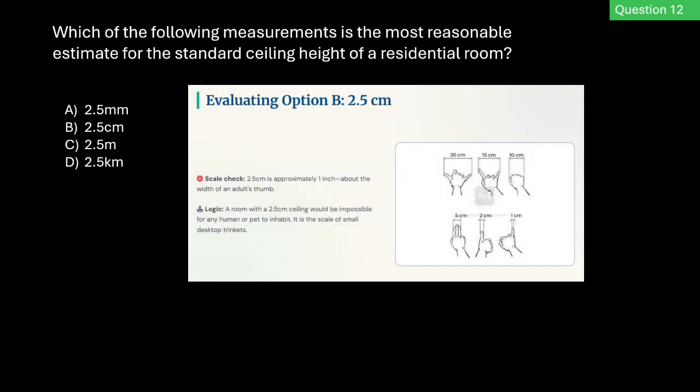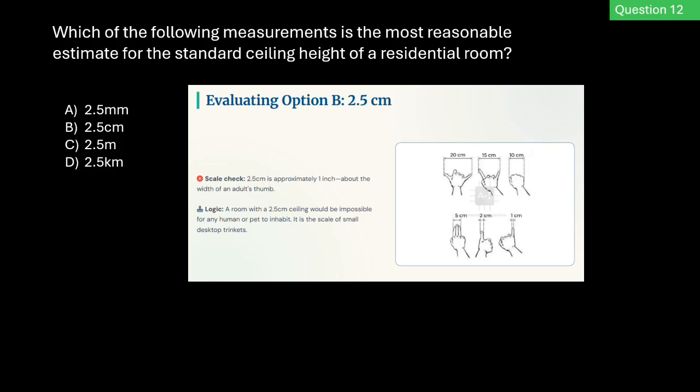2 and 5 tenths of a centimeter. A quick scale check reminds us that this is about 1 inch, which is the width of an adult thumb. A room with a ceiling height of 2 and 5 tenths of a centimeter would be impossible for any human or pet. This is meant for small desktop trinkets and not living spaces.